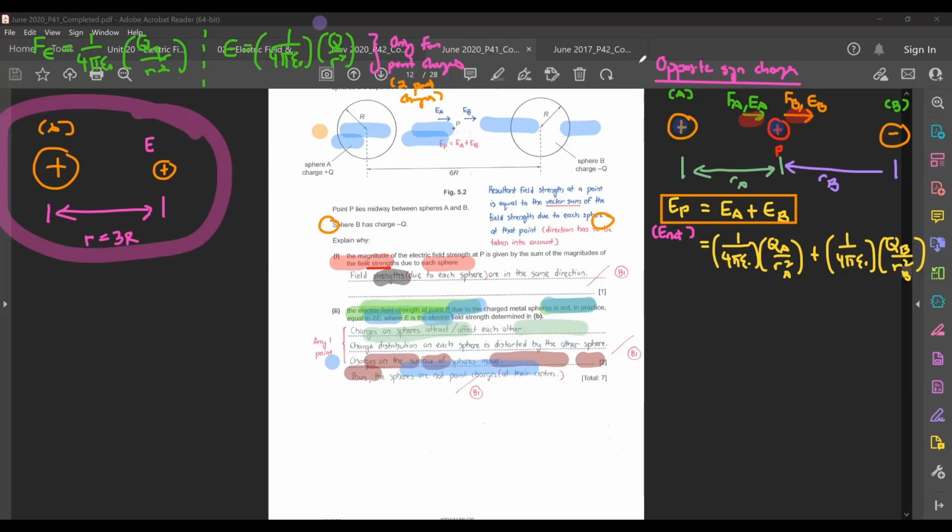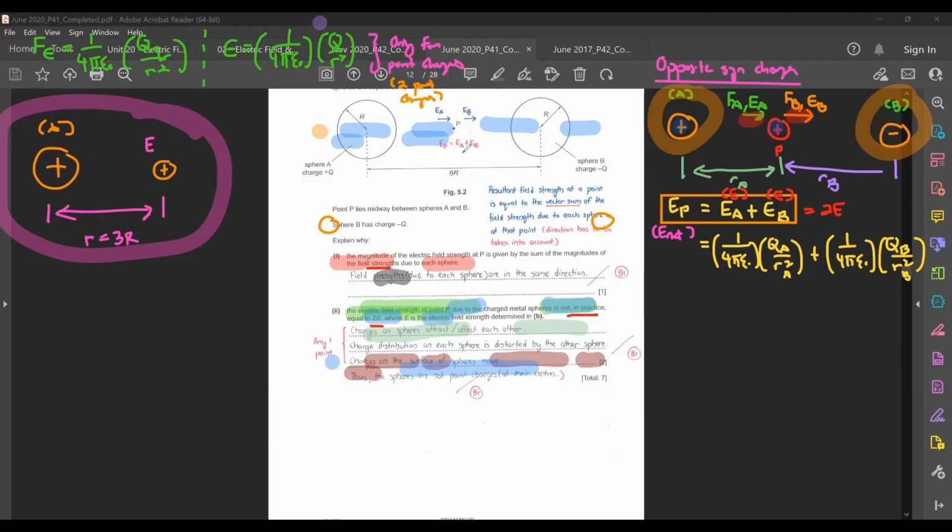Right now they are asking you, when you have sphere A and sphere B together, because you say that EA was E earlier, EB by right should also be E. So shouldn't EP be equal to 2E? That's what they're asking you right now. Okay. The electric field strength at point P due to the charged metal spheres is not in practice equal to 2E. So you need to explain why it is not equal to 2E.